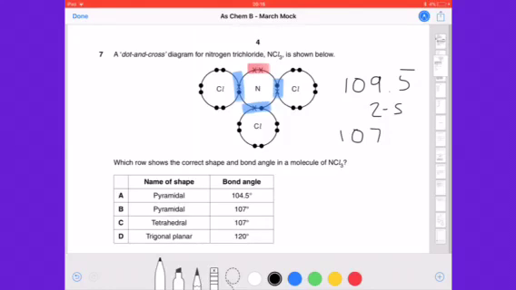And that narrows down your answer immediately to either B, pyramidal, or C, tetrahedral. Now, tetrahedral is where you have 4 bonded pairs, no lone pairs. So your actual answer is just pyramidal, 107 degrees.